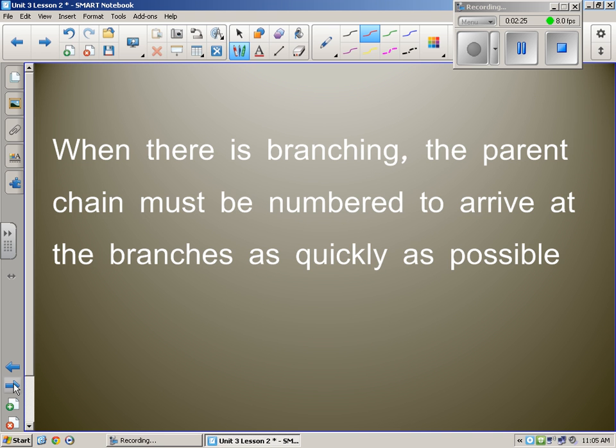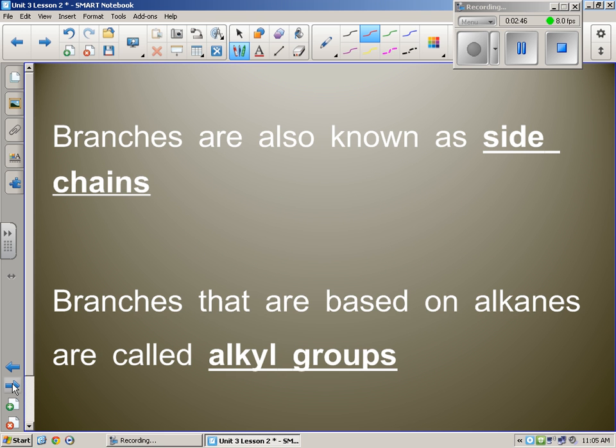Then, of course, that's a little too easy. You can put on branches onto these, so you can add on some groups onto here. When you do this, you need to make sure that you arrive at those groups as quick as possible when you're naming these things. And we'll show you some examples of that happening. Branches are also known as side chains. So anything added on to that parent chain is called a branch or a side chain. The actual name for those is an alkyl group.